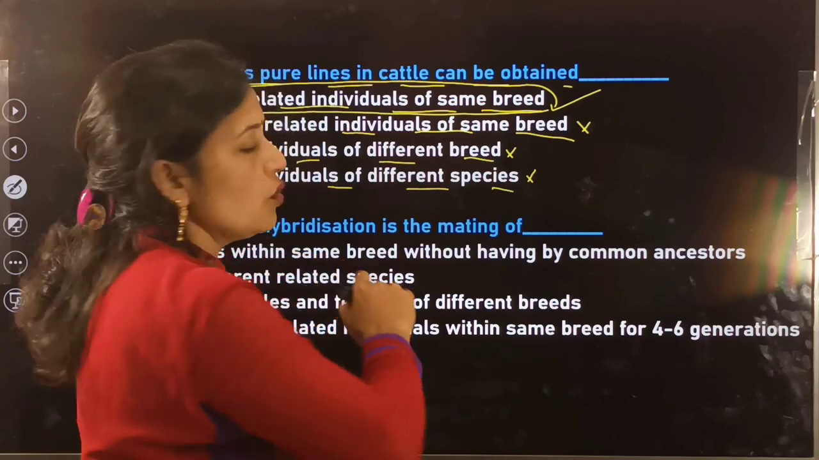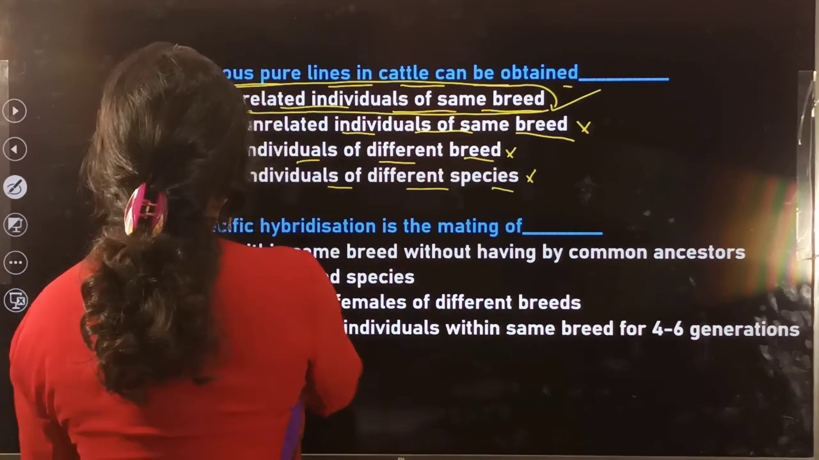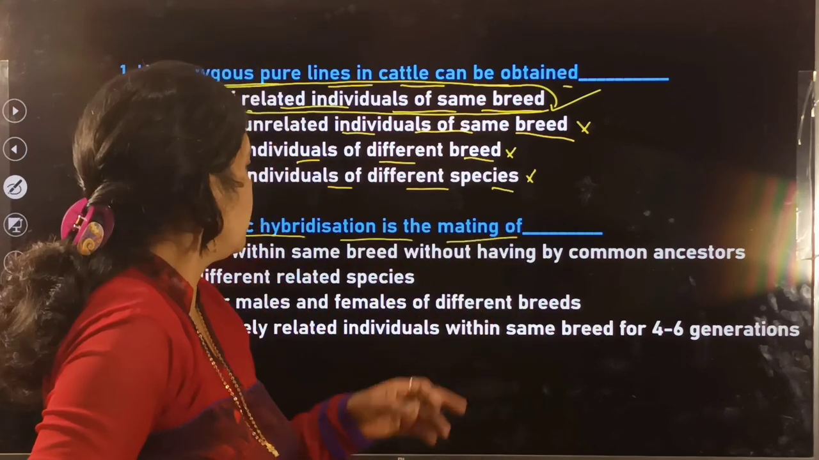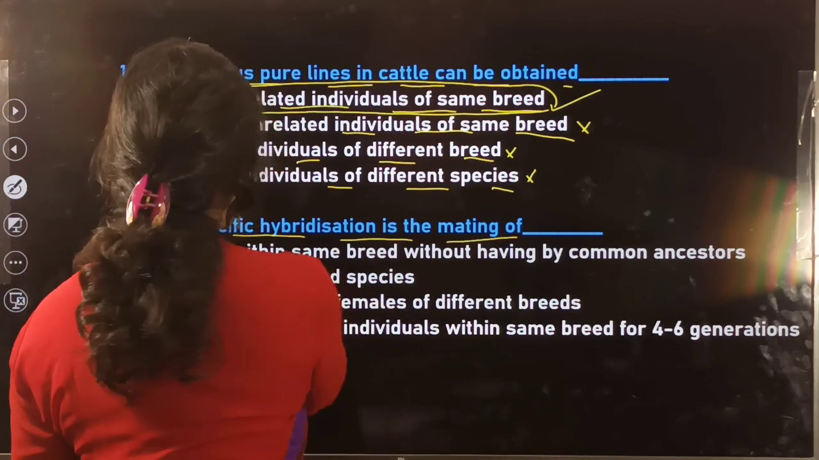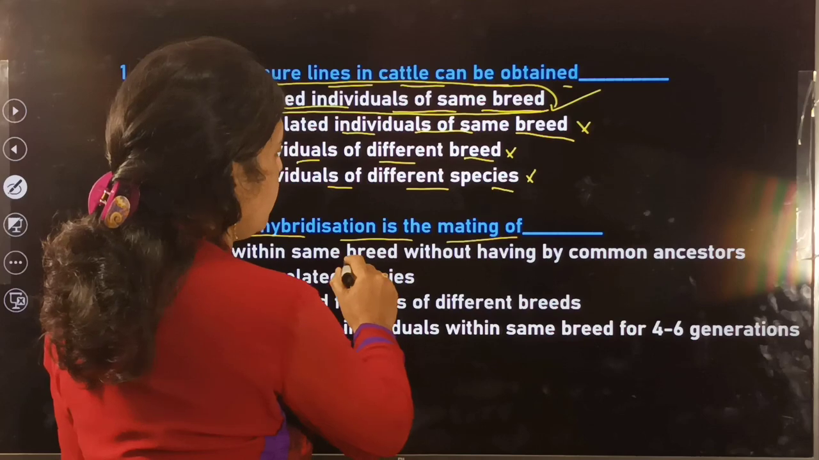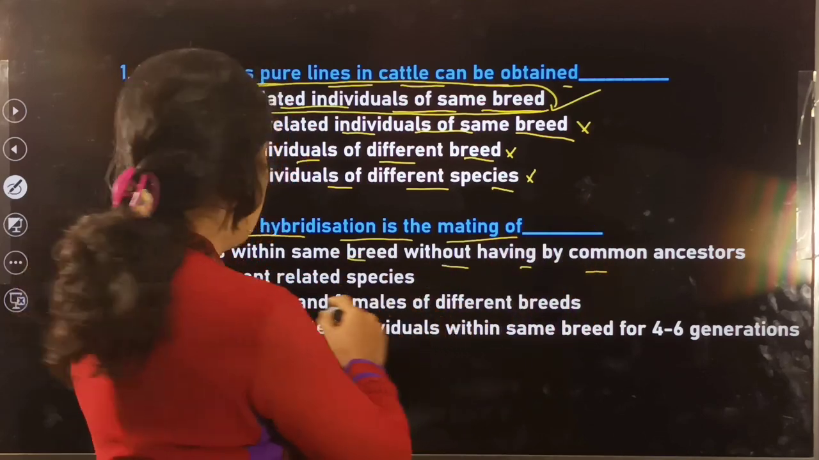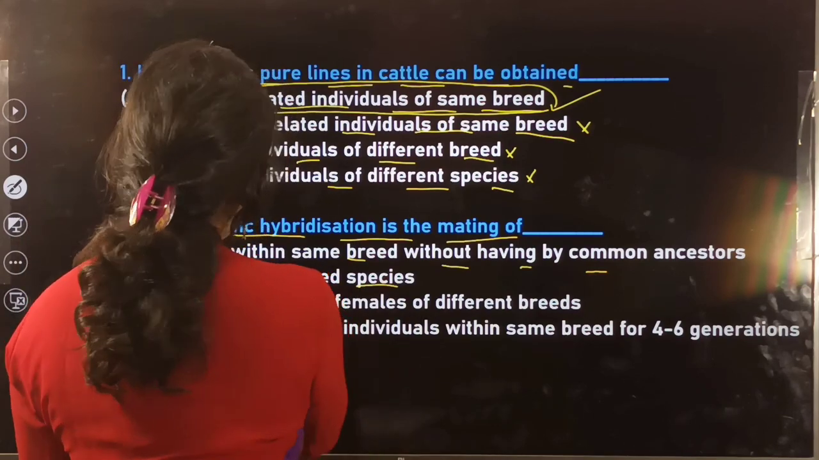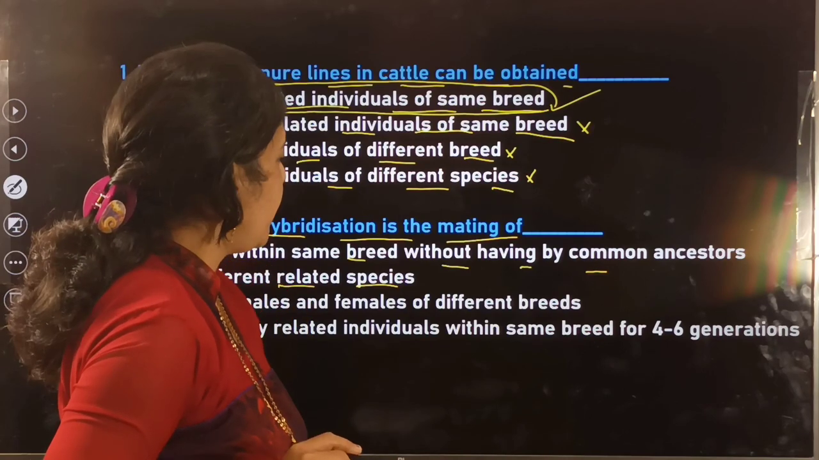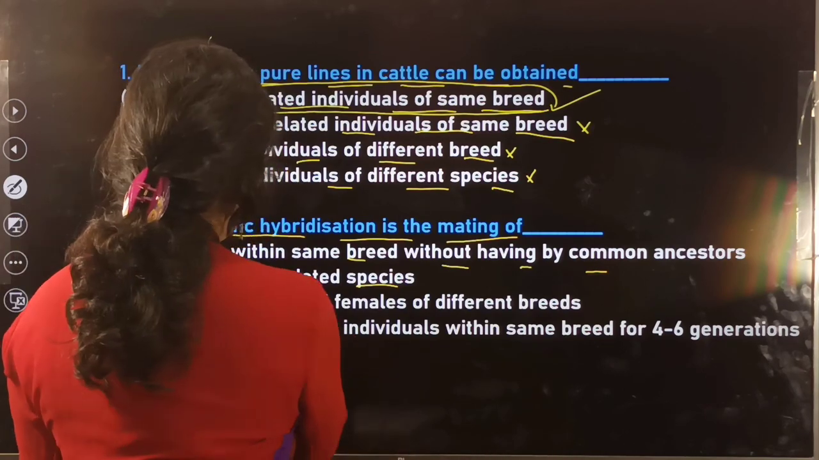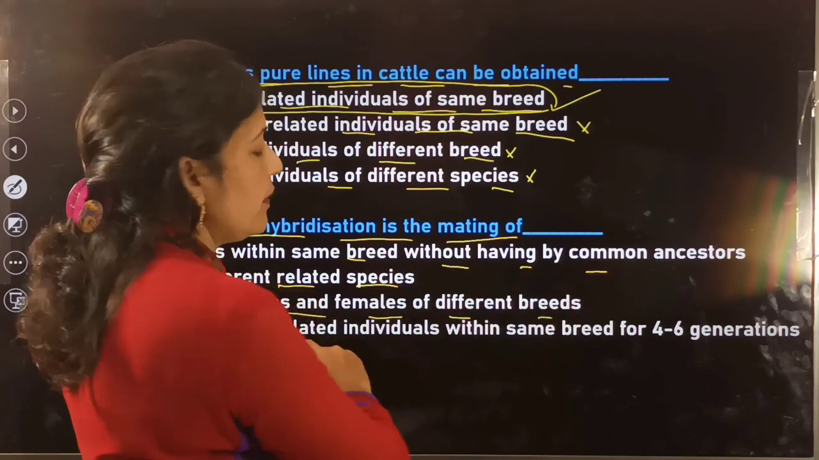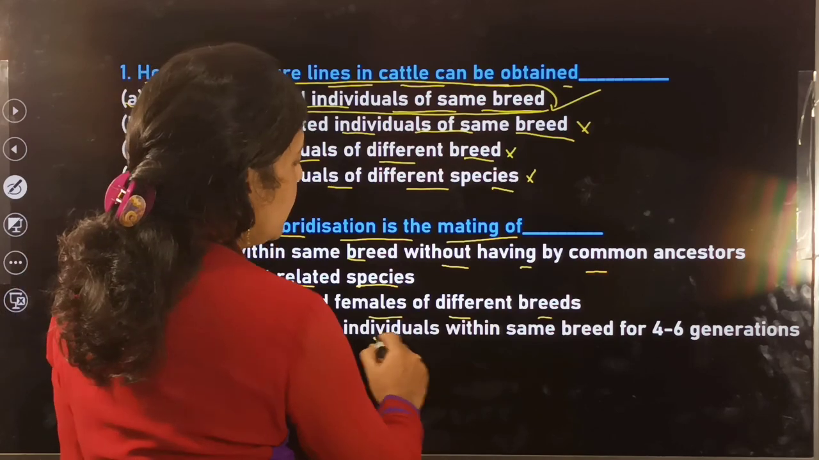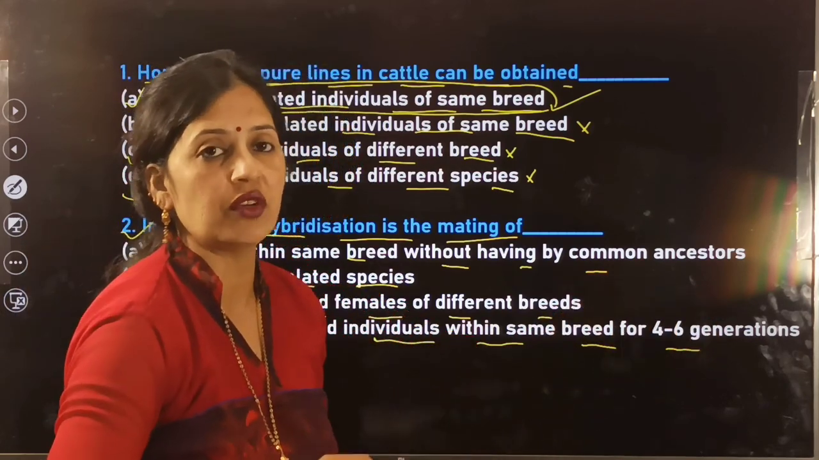Now shift to question number 2. Interspecific hybridization is the mating of. Your options are: A, animals within the same breed without having common ancestors; B, two different related species; C, superior males and females of different breeds; and the last option, more closely related individuals within the same breed for 4 to 6 generations.